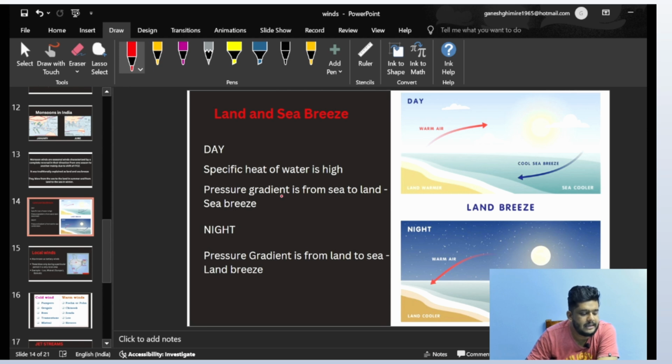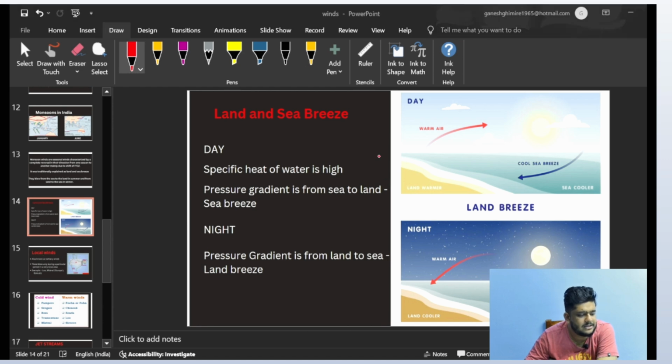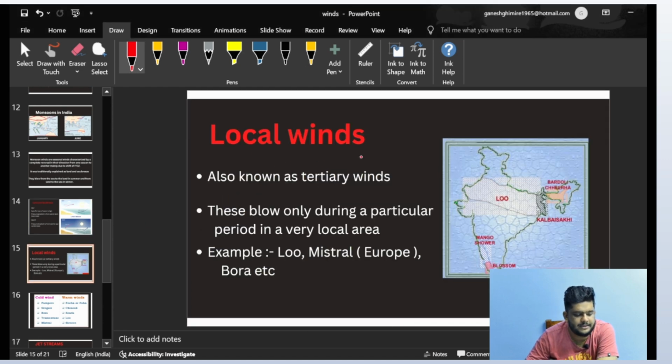The pressure gradient is from sea to land, that is called sea breeze, right? The pressure gradient is from sea to land. The cool winds from the sea to land, that is called what? Sea breeze. And at night, the pressure gradient is from land to sea, and that is called land breeze. Simple, isn't it? Now next what we have is local winds. Local winds.